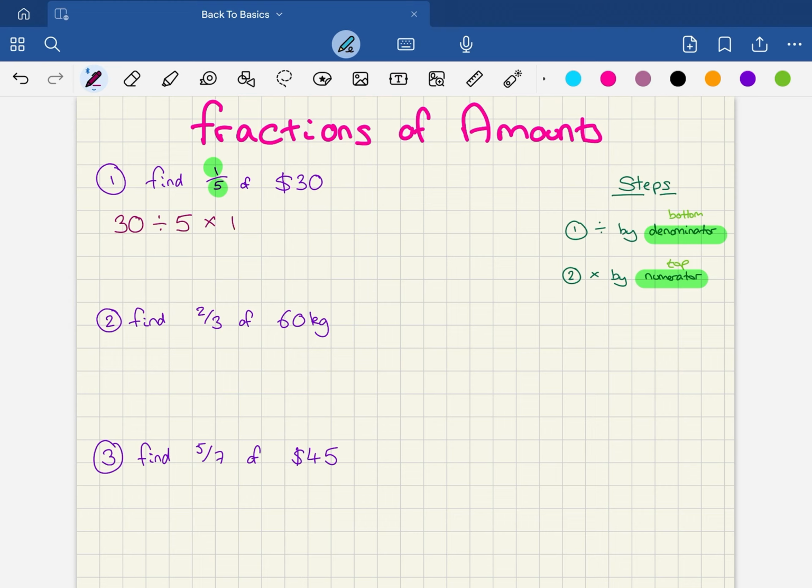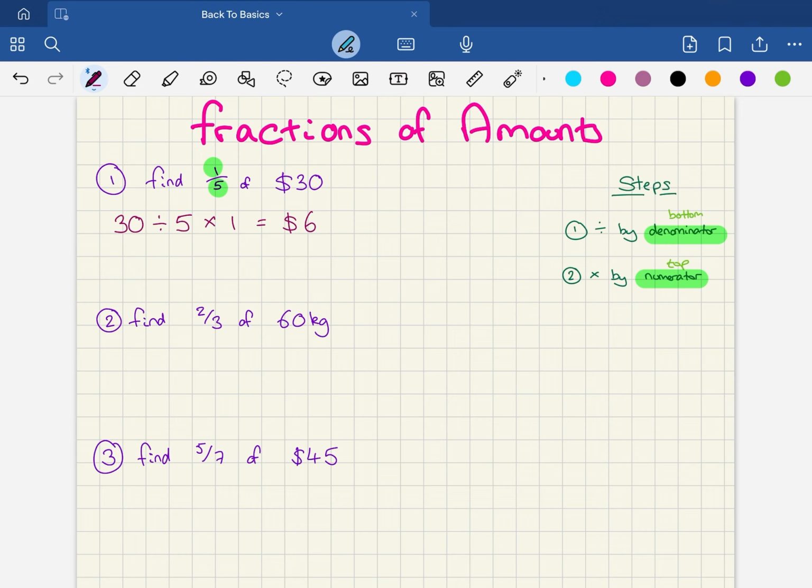30 divided by 5 gives me 6. Times by 1 is still 6 because anything times by 1 is itself. So 1/5 of $30 is $6. So I can type in 30 divided by 5 times by 1 into my calculator. It will give me the answer.